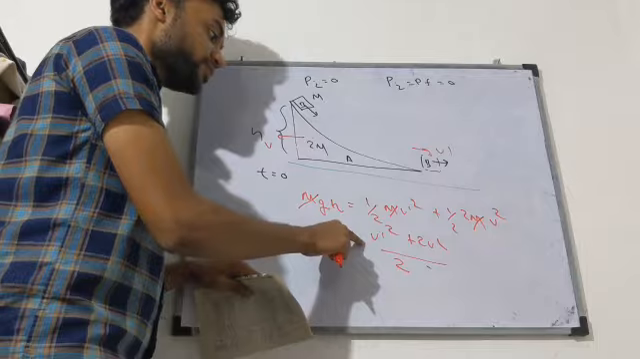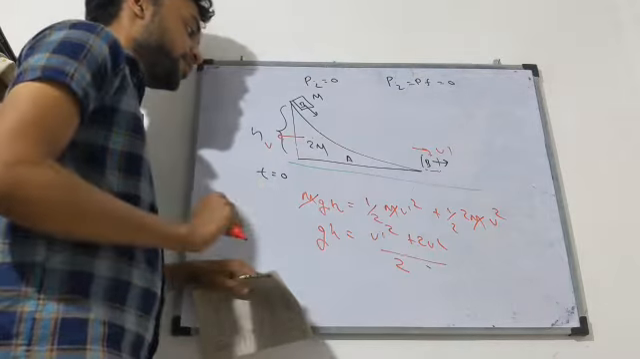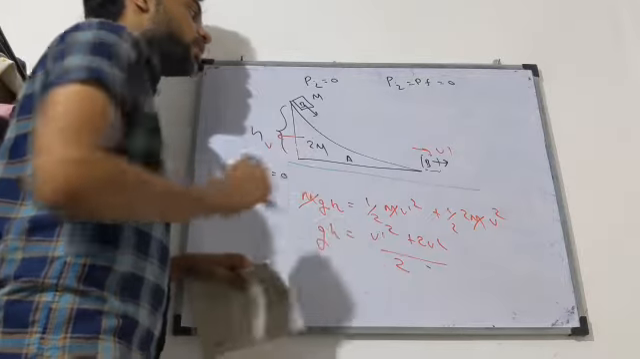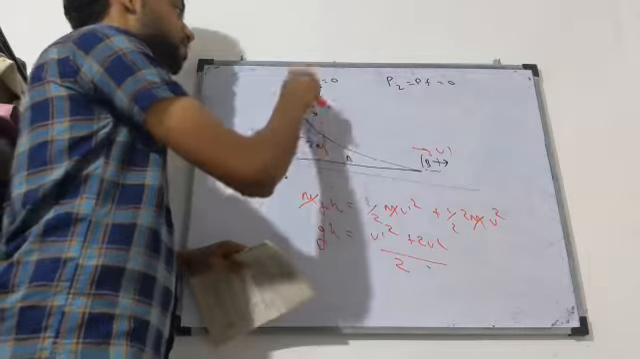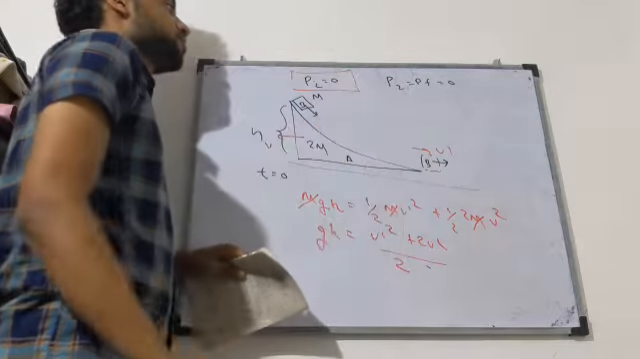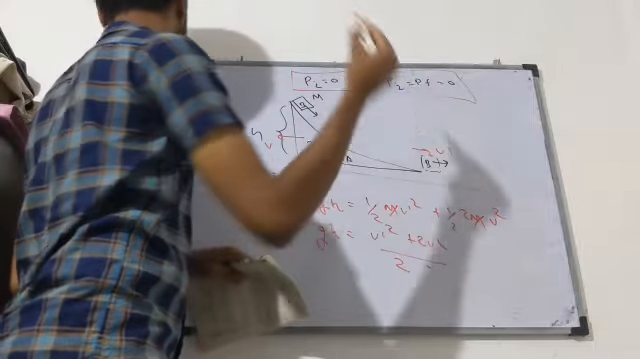Now we should get a relationship between what? V dash and V, because we are going to find V. How can you get a relationship? I said initial momentum is 0. Final momentum of the system is also what? 0.